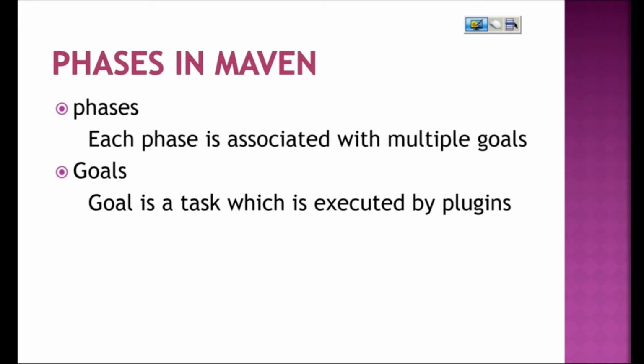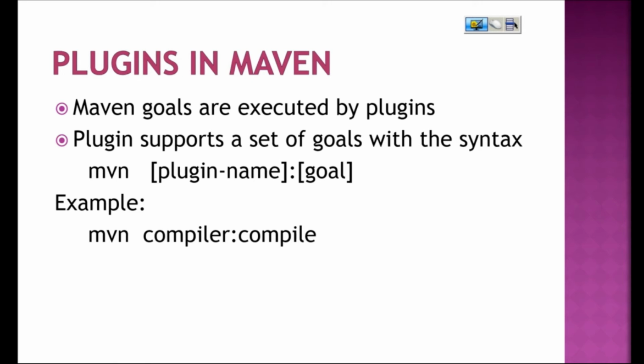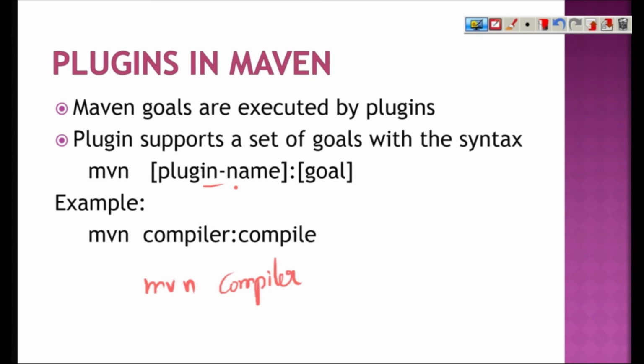Maven is a plugin execution framework. Every task will be executed by plugins. Suppose we want to execute a compile phase, or we want to execute a compile goal. So the command would be mvn compile, or mvn plugin name. Like we discussed, every plugin executes certain tasks. So there is a compiler plugin which will compile the code. So the command would be mvn compiler:compile.